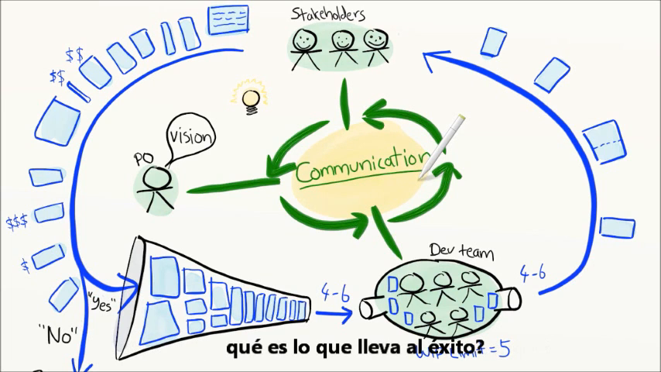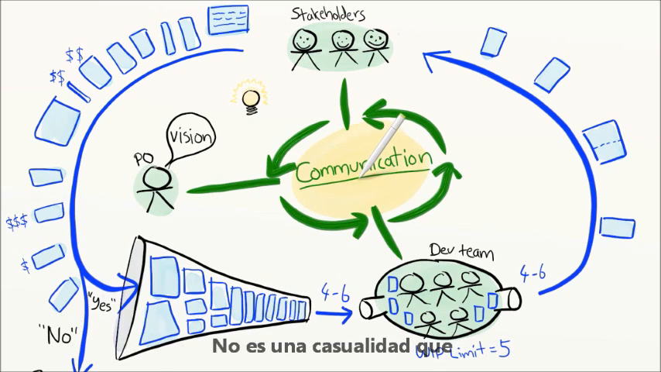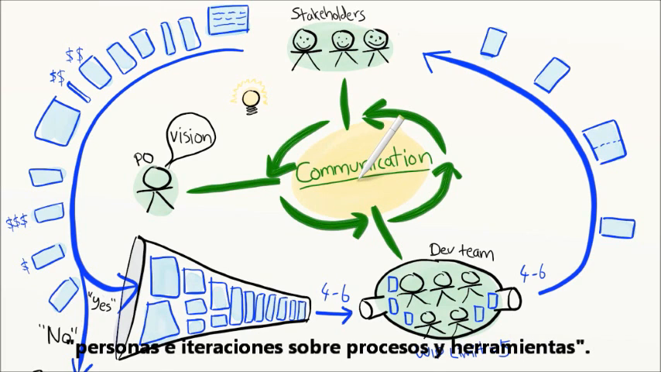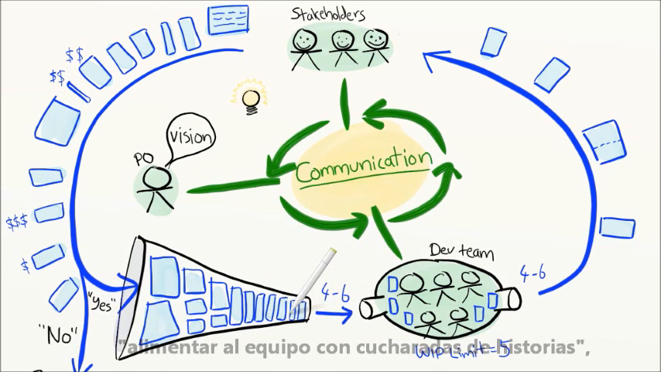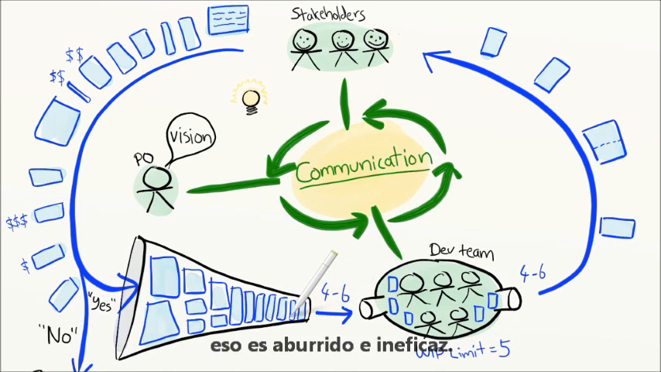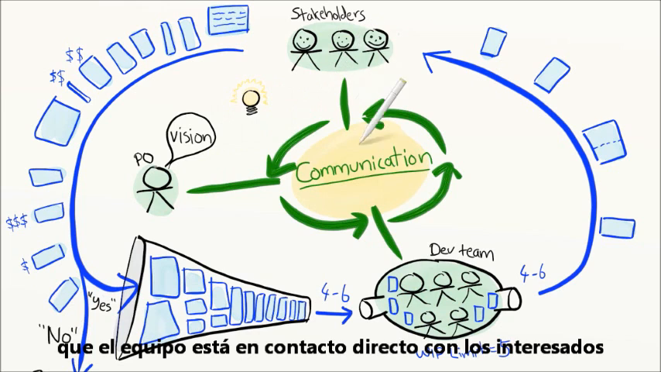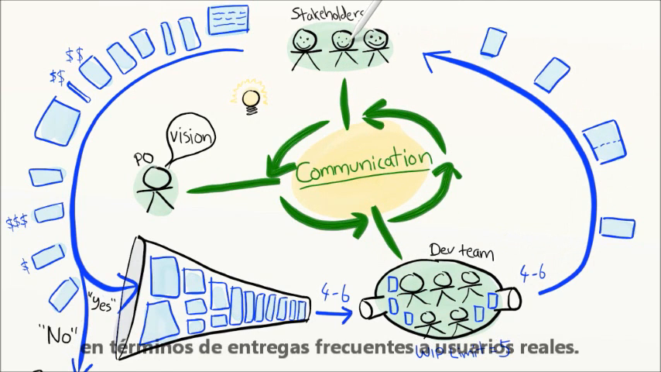When I ask experienced product owners what it takes to succeed, they usually emphasize passion and communication. So it's no coincidence that the first principle of the Agile Manifesto is individuals and interactions over processes and tools. So the product owner's job is not to spoon feed the team with stories. That's boring and ineffective. Pat instead makes sure everybody understands the vision, that the team is in direct contact with stakeholders, and that there is a short feedback loop in terms of frequent deliveries to real users.